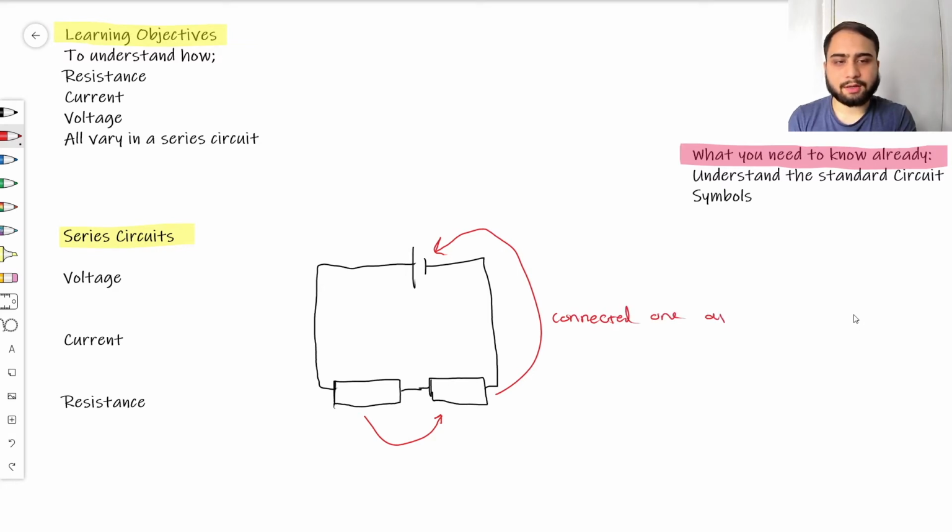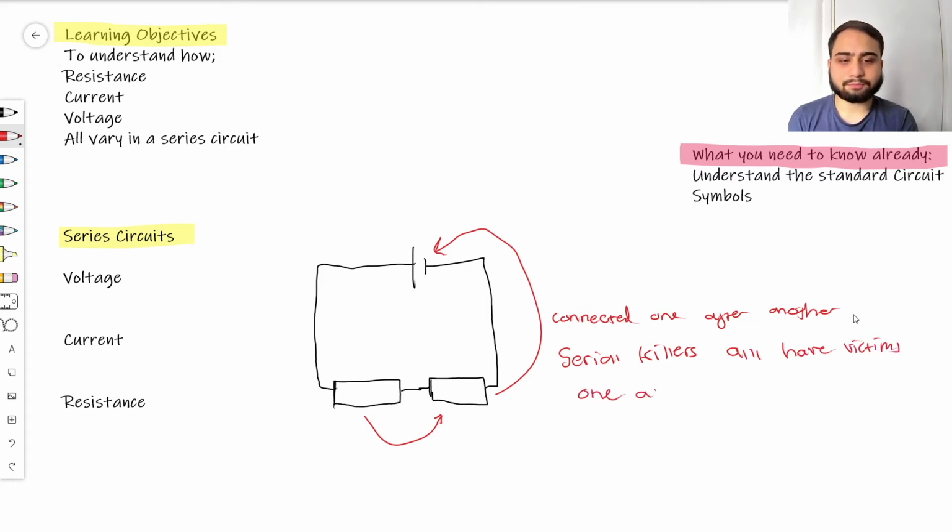Now the way that I learned to remember this, it's a bit weird, but I always thought that serial killers all have victims one after another. Okay, so when you hear series, think serial. All serial killers kill one after the other. In a series circuit, all the components are connected one after the other. Okay, so that's our first straight up definition right there.